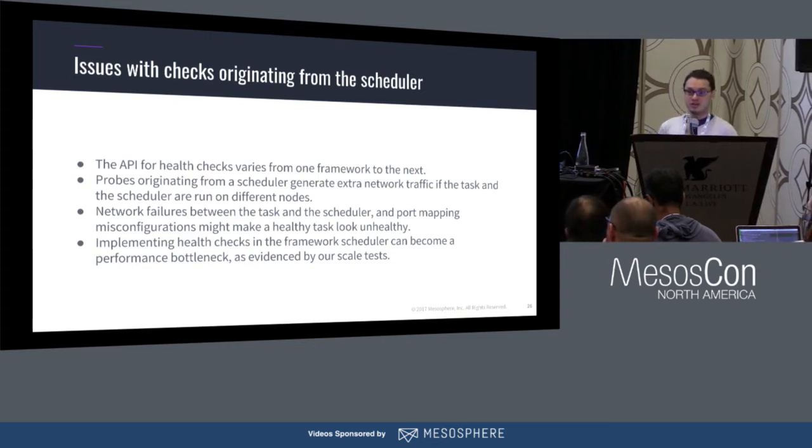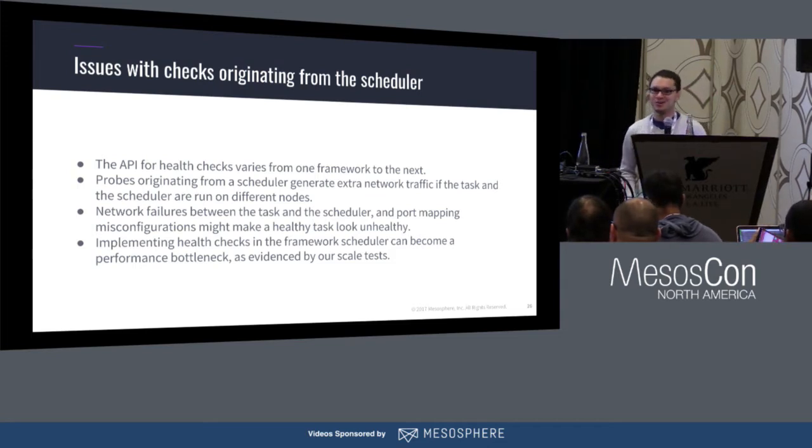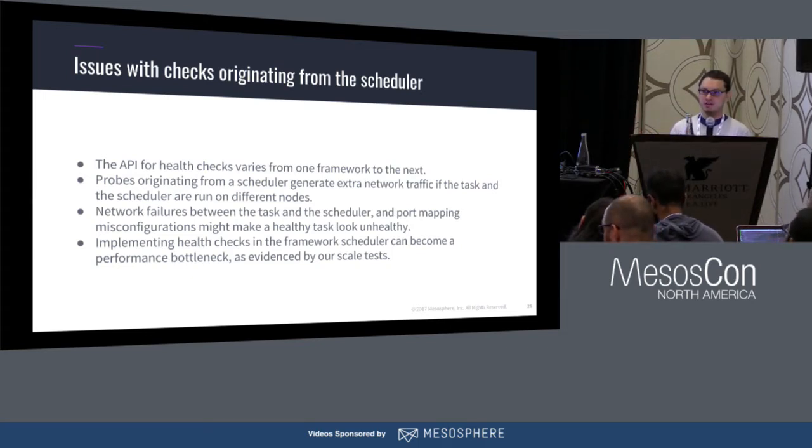So there are some issues with checks originating from the scheduler, from Marathon. One of them is that the API for health checks varies from one framework to the next, but that doesn't matter here because we're focusing mostly on Marathon, so we can ignore that part. One of the main problems is that in Marathon, health checks are always performed by the leader, so you always have one node trying to connect to all your tasks. So if you have a big number of tasks, it will generate a lot of extra network traffic. And that can be a bottleneck and also a reason of failure.